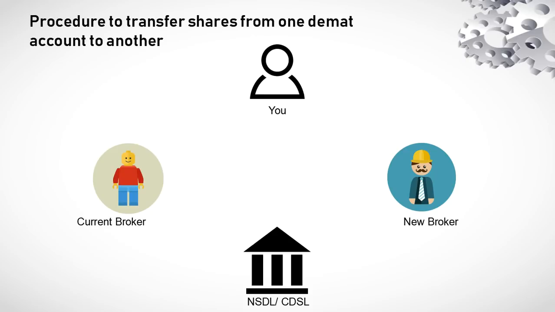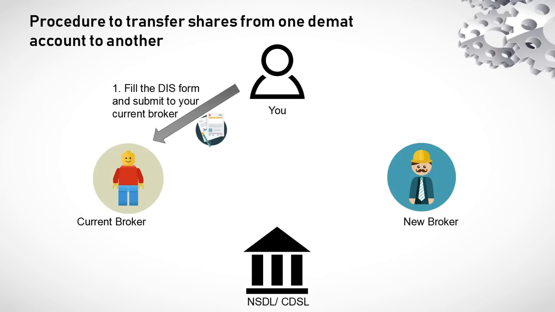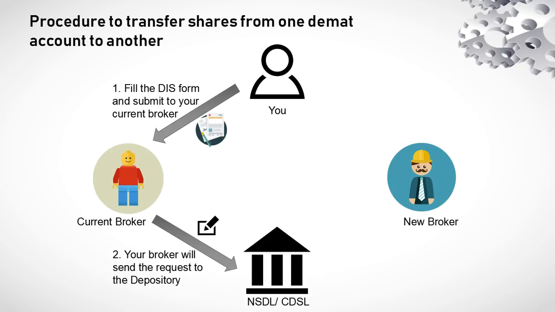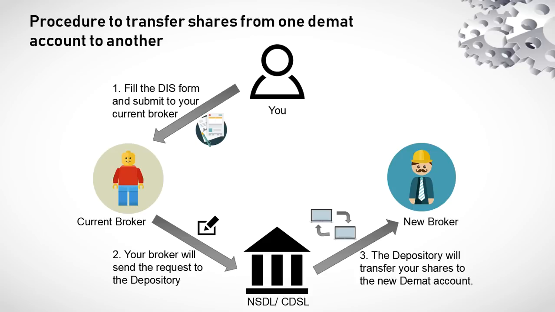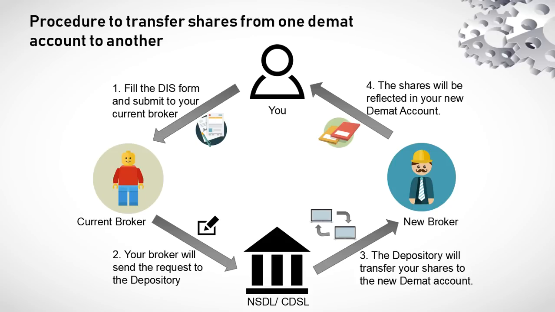The steps involved are: first, the investor has to fill the DIS form and submit it to the current broker. Then the broker will send the request to the depository and the depository will transfer the shares to the new Demat account. Once the shares are transferred to the new Demat account, it will be reflected in the new Demat account.